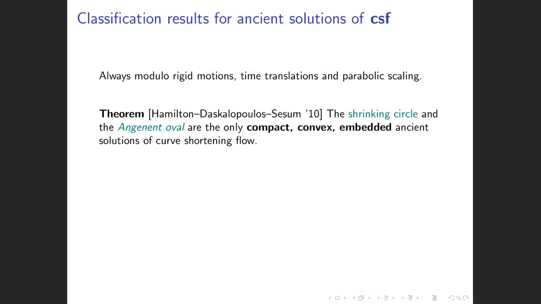All right, so in fact, for curvature flow, there are very nice classification theorems. Hamilton, Scalable, and Cesium showed that if you consider compact, convex, and embedded ancient solutions, then the only ones you get are the shrinking circle and the ancient oval. I forgot to mention this, but I'm always going to be talking about embedded solutions.